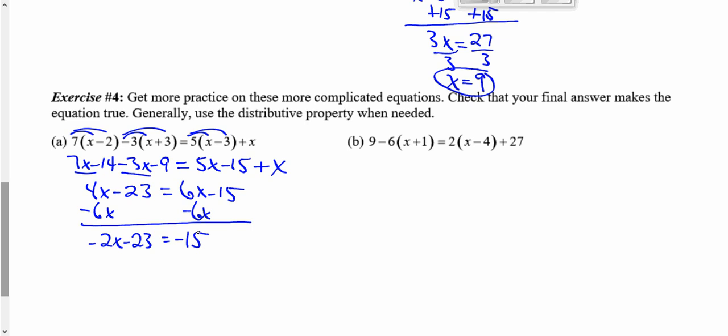That works. You can do that too. I usually just start with the x's and get them all. But yeah, you can add 23 to both sides to start that. Then you still got to get the x's. Just keep going.